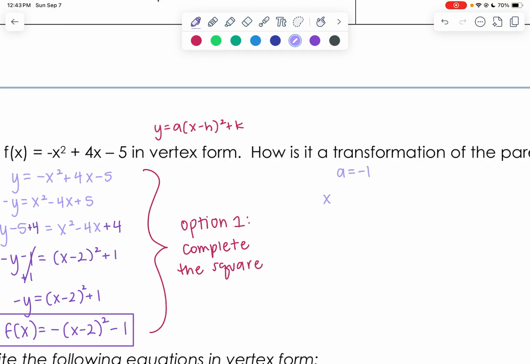So now I'm going to find the vertex using that formula. x equals negative b over 2a. So it would be negative 4 over 2 times a, which was negative 1. So negative 4 divided by negative 2 is just 2.